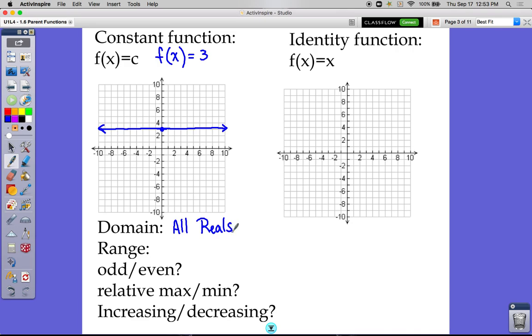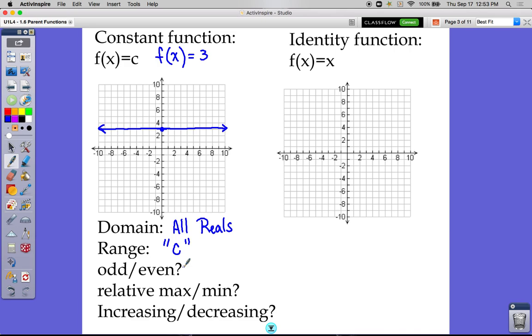What's the range? What's the y values? What are the function values that I see? Well, in this case, the range is just whatever the constant value is. The range is just whatever value c is equal to. In this case, we chose 3, so the range would be 3. Is it odd or is it even?